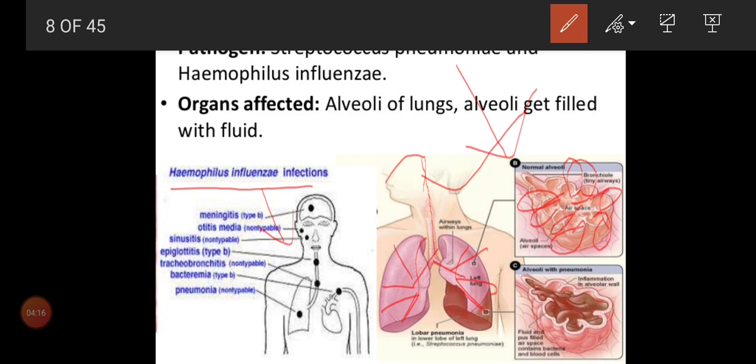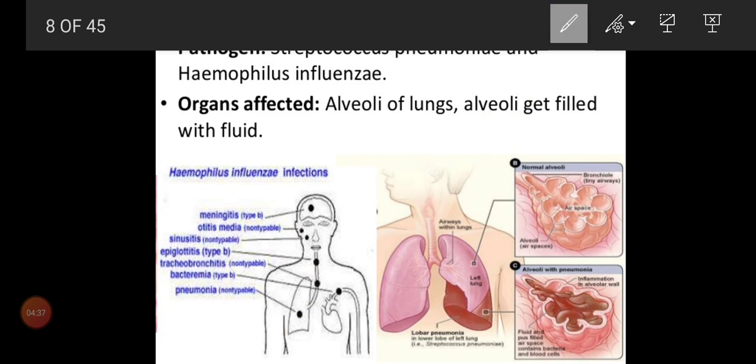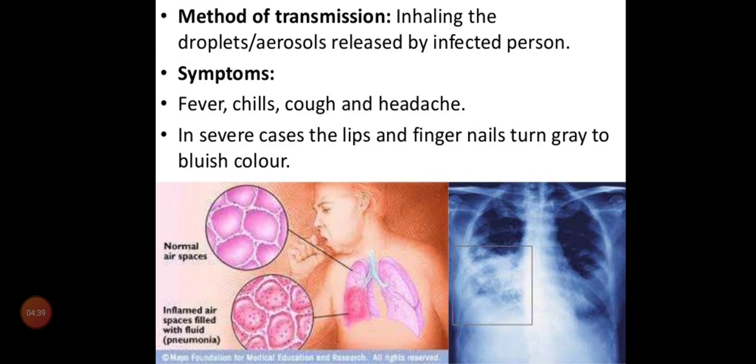In the case of Streptococcus and Haemophilus influenzae, it will affect other parts also. Apart from the normal respiratory tract and lungs, it used to affect the brain part also, the meninges. That is because of Haemophilus influenzae. It spreads from one person to another through inhaling droplets or aerosols released by an infected person. And what are the symptoms?